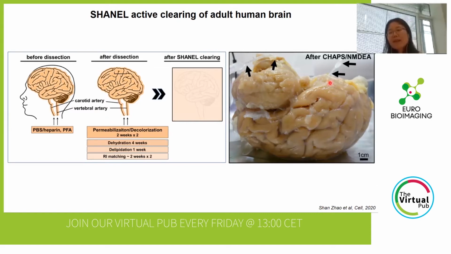And here on the right side shows the whole human brain after the SHANEL pretreatment. We can see that the sample is without any red color anymore. And also here these tubings are connected, we connected them with our pump and also the carotid artery and the vertebral artery of the sample.